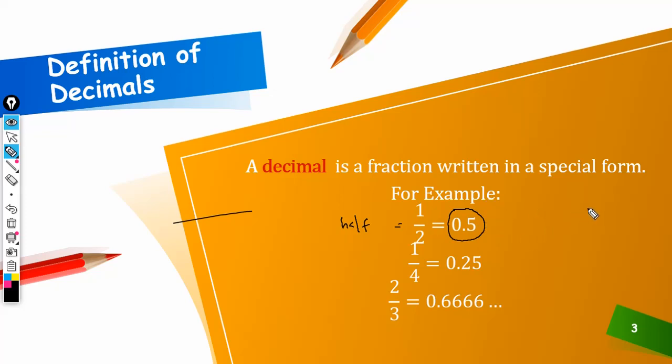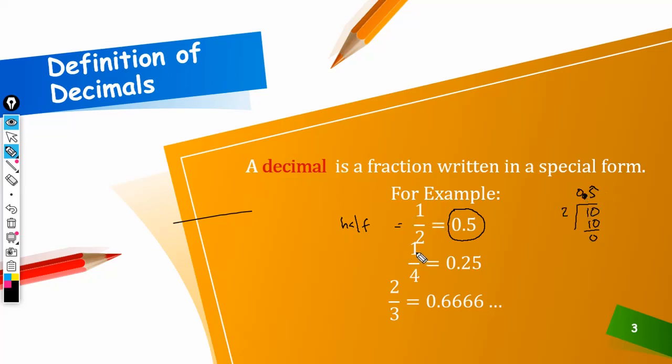Because if you divide 1 by 2, you can get 0, and you add 0 here, so 10 divided by 2 is 5, 5 times 2 is 10, 0, so you get 0.5. So in English we say point, not comma.